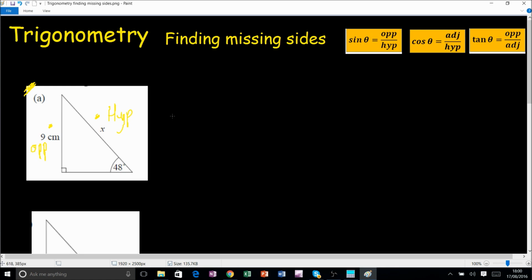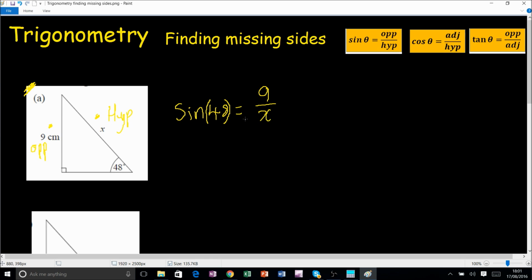So we are going to say sine, and we're not going to put theta anymore because we already have a value for theta, which is 48. So sine 48, and I like to put that in brackets, sine 48 is equal to the opposite, which is 9, over the hypotenuse, which is x.